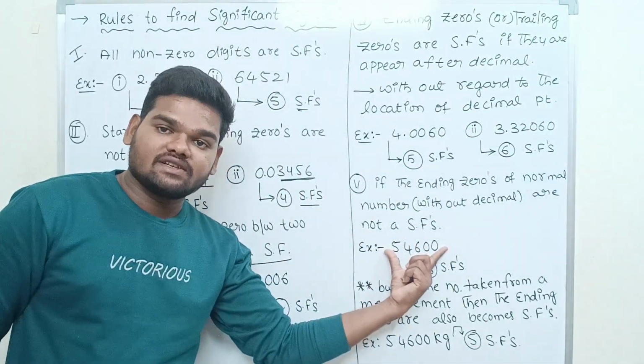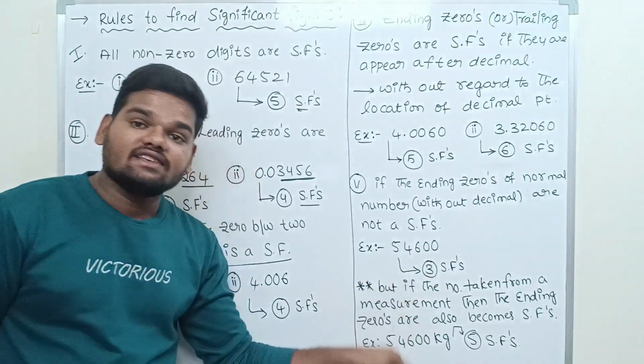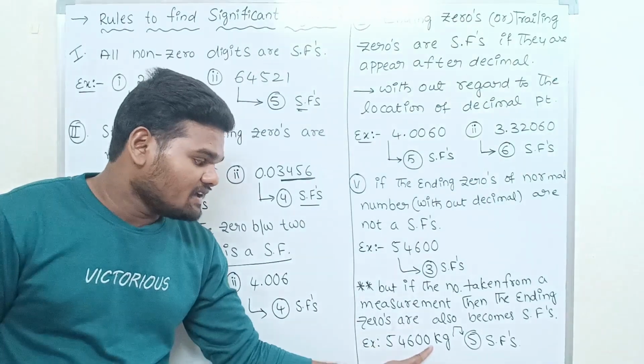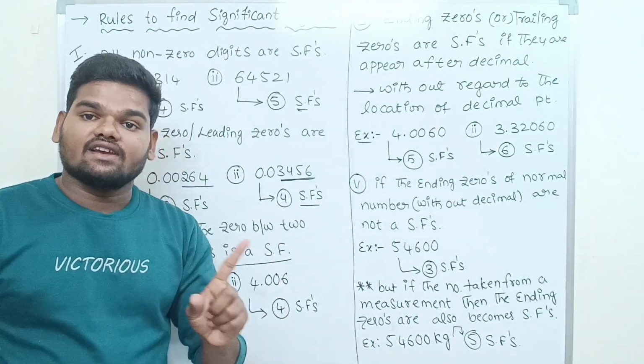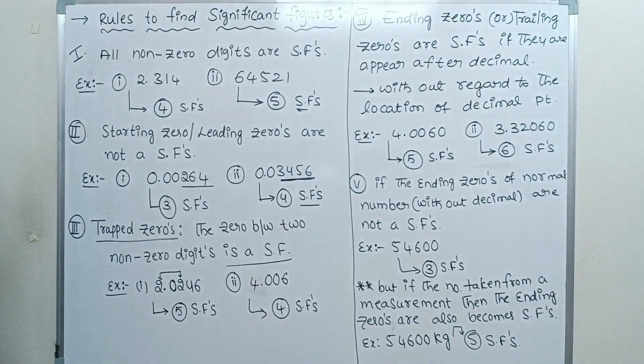Are you getting? It's a normal number. This is not taken from measurement. So the ending zeros are not significant figures. If this number is taken from measurement, then the ending zeros are what? Significant figures. Is it clear? Write down. Pause the video and write the notes. 3, 2, 1, go. Okay?